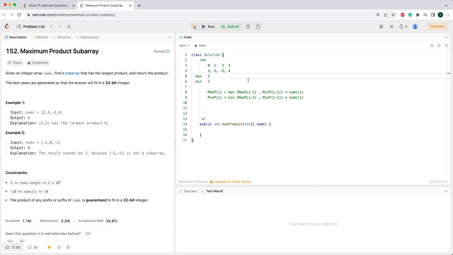Now, the maximum of these two multiplied by this becomes 6, right? And the minimum will also be 2, and this will come again 6. Now, in this case the maximum is 6 again, and this will become the minus 2, right?